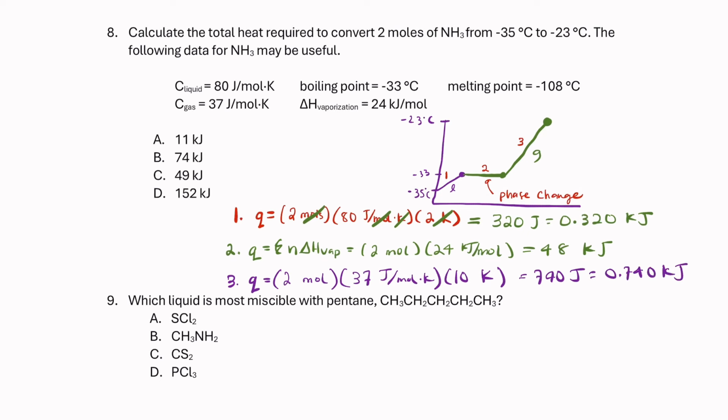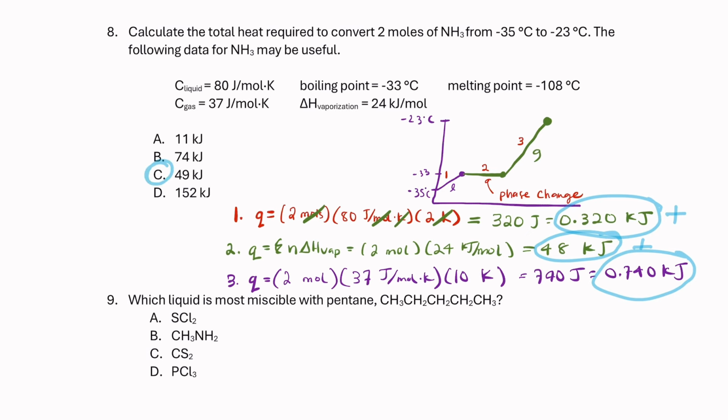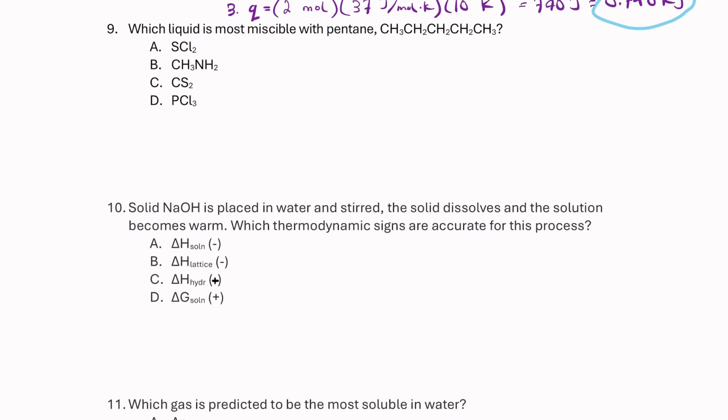Now we're going to add up each step, 0.32 kilojoules plus 48 kilojoules plus 0.74 kilojoules. That gives us a total of about 49 kilojoules, which matches answer choice C. With that, we can move into problem 9.